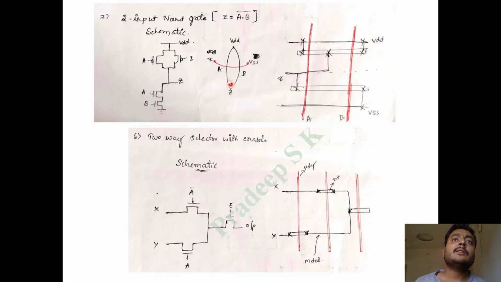So finding Euler's path again. I'll go to another example, the same example that I have done before in the paint. This is a stick diagram for a two-way selector with enable. For this, I have not used any Euler's path, I just wrote it as usual. This is the A transistor, this is the A bar transistor, so just applying the polysilicon like that.